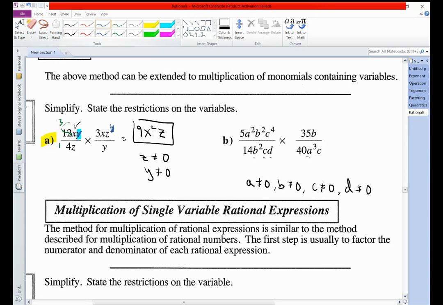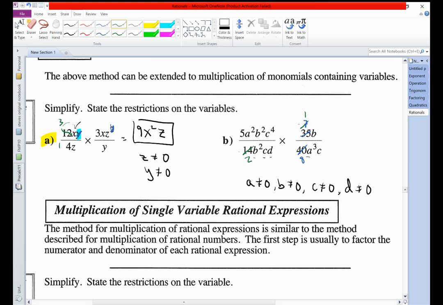So the first thing I'm going to do is maybe reduce this 35 over 40. If I divide both 35 and 40 by 5, then I can reduce that fraction to 7 over 8. And then you can see that we have a 7 here and a 14 there. So we can reduce that 7 over 14 to be 1 over 2. And then I don't think we can cancel any of the coefficients out anymore or reduce them. So now let's start dealing with variables.